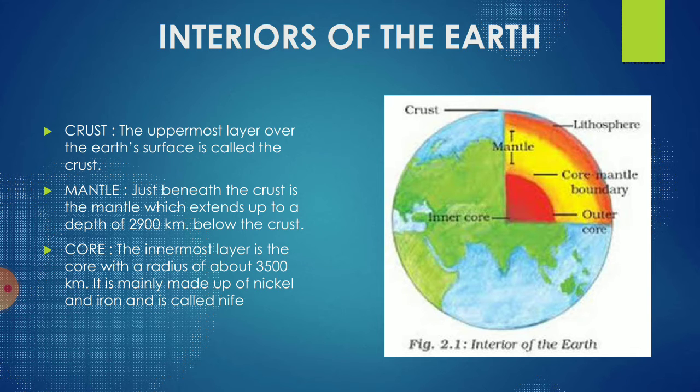Now you can see in the figure, the uppermost layer is the crust, which is also known as the lithosphere. The second layer, you can see, is the mantle, right? It extends up to a depth of 2,900 km. And the innermost layer, the red one, is the core, right? Its radius is about 3,500 km. So these are the three layers the interior of Earth is made up of.